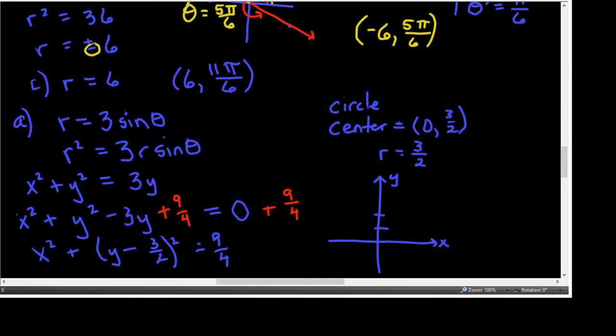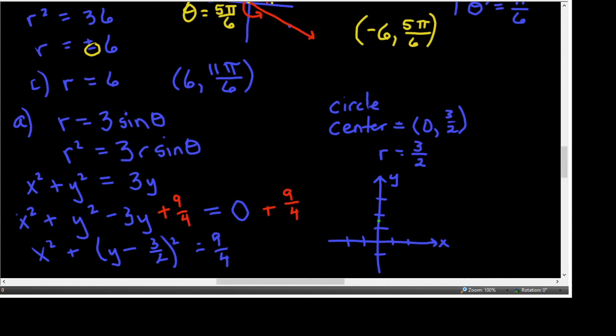Let me allow myself a few marks here on that direction. I'm going to put the center at 0, 3 halves right there. And the radius is 3 halves. So I'm going to move from that center point up 3 halves, down 3 halves, left 3 halves, and right 3 halves.